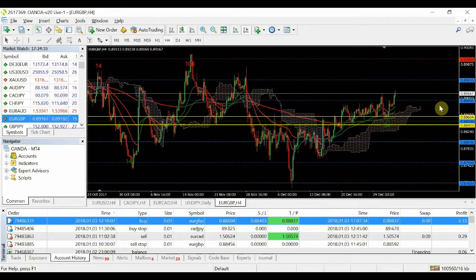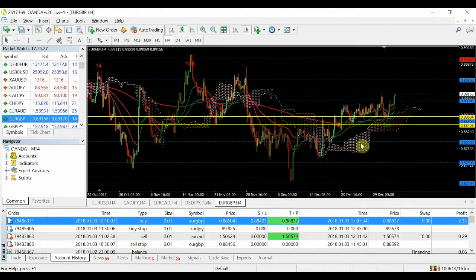Here is a chart. Well, actually, before I go into the chart, what I want to do is focus your attention onto this trade over here, on the Euro GBP, which I've highlighted. This is the trade that I took on the 3rd of January 2018. Again, really small lot size because I'm just practicing more than anything else. And it made £2.33.